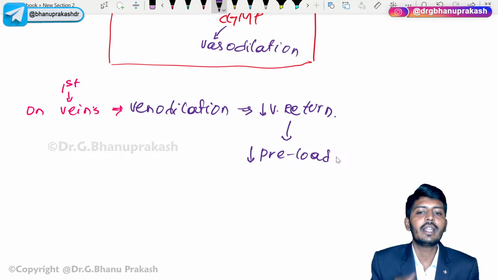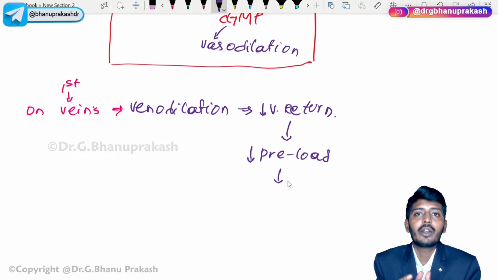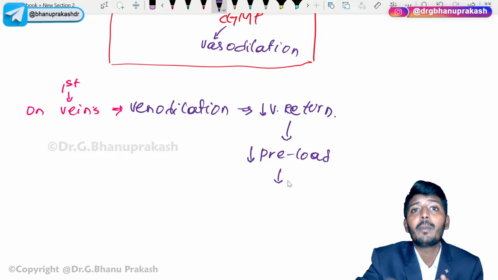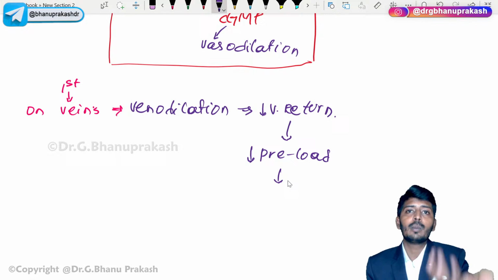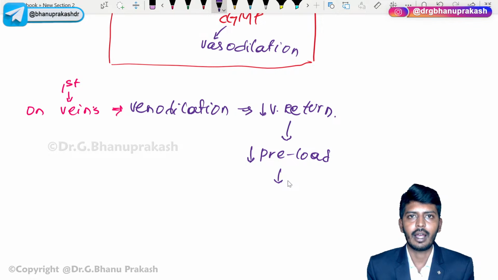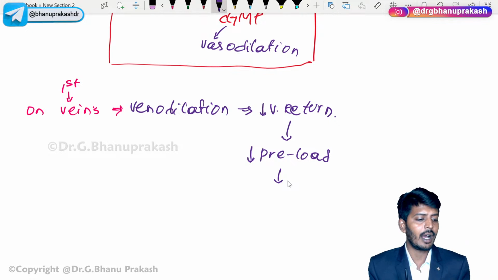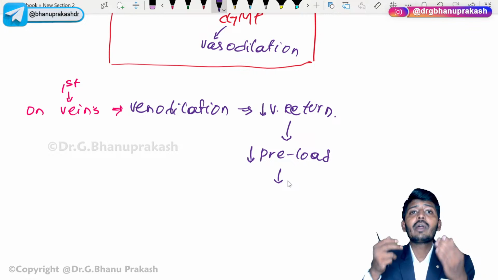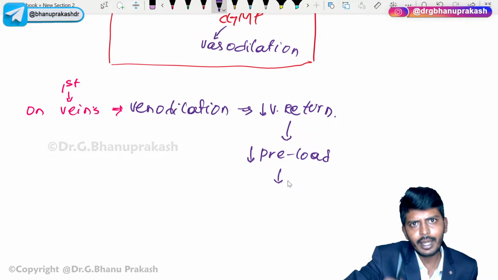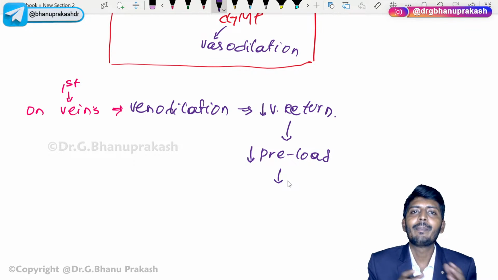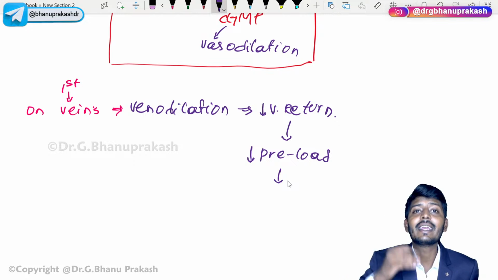If preload is reduced, what will happen? The heart was doing more work, it was asking for more oxygen. Even you, if you do more work, you'll ask for more rest, right? Like that only, your heart was working more, so it was demanding more oxygen. Now suddenly you decrease the preload, you decrease the load on the heart. So automatically your heart has to work less. If the heart has to work less, that will decrease the angina symptoms, because that will decrease the demand.